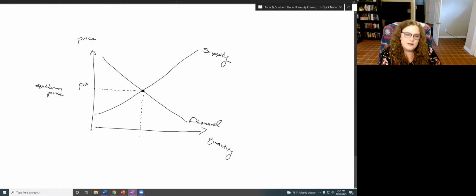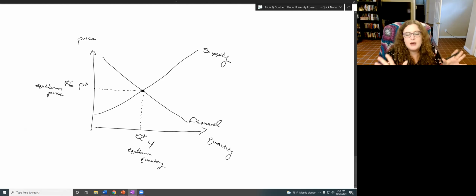I'm going to call this Q star, the equilibrium quantity. This is just where the amount of what's being bought is sold. So for coffees, let's go back to the coffees. Maybe it might be that we end up selling 4 coffees for $6. Maybe that's where our intersection is. That is where the market likes to be happy and we will operate until something else happens.